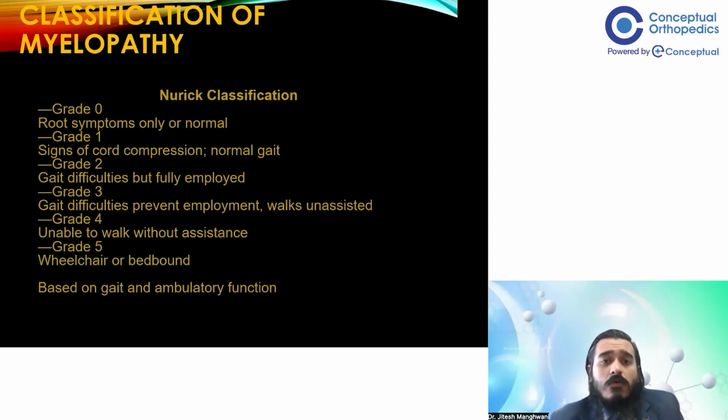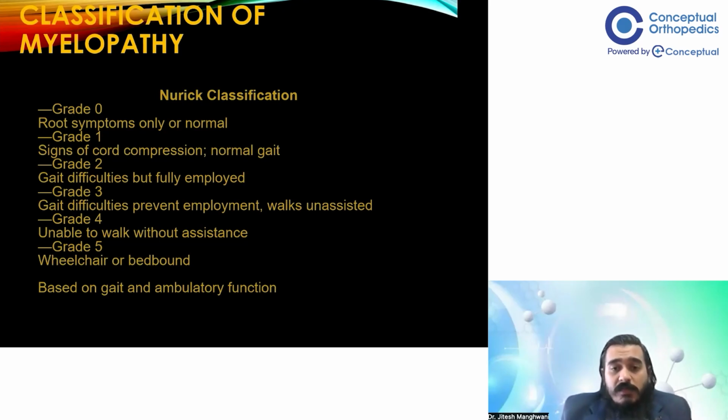Grade 0 is when there are root symptoms only with myelopathy. That is, the patient might have compression resulting in pain in a particular dermatome, or some motor weakness of a particular myotome. Grade 1 is when the patient has signs of spinal cord compression, but the gait is normal. Grade 2 is when the patient has gait difficulty, but is fully employed. Grade 3 is when the patient has gait difficulties which prevent employment, but the patient walks unassisted. Grade 4 is when the patient is unable to walk without assistance. Grade 5 is when the patient is wheelchair or bedbound.